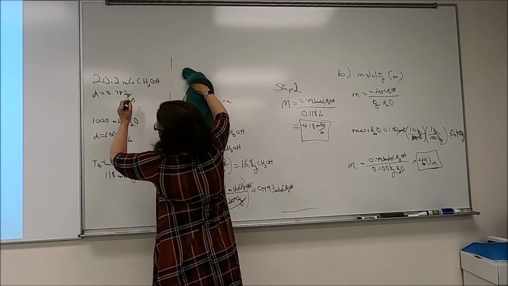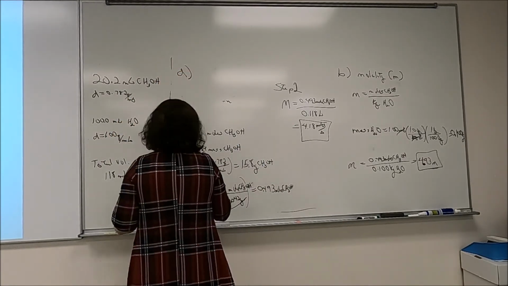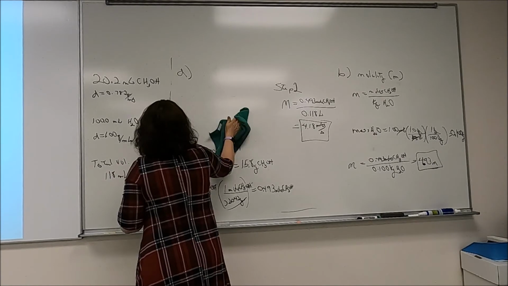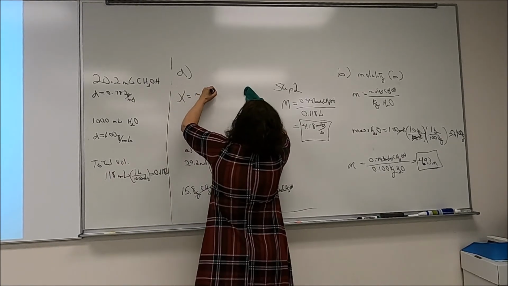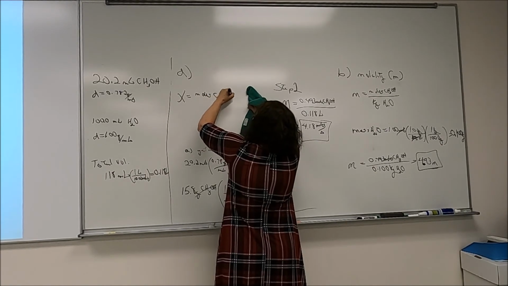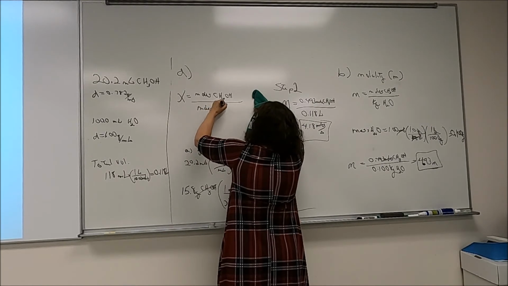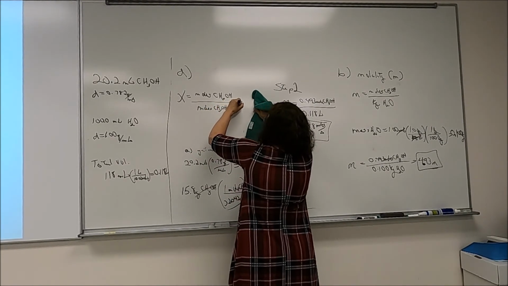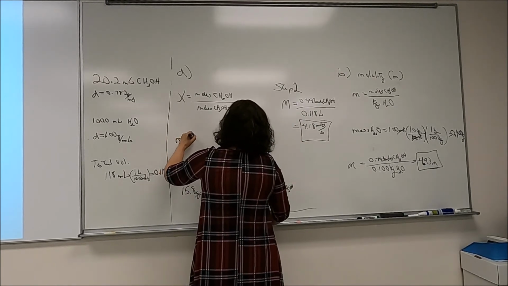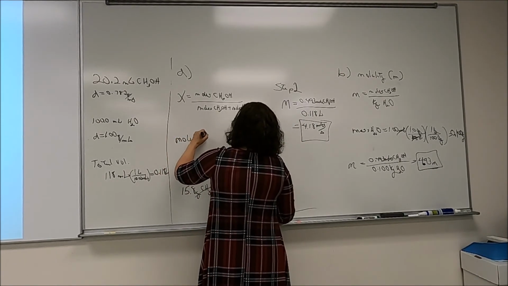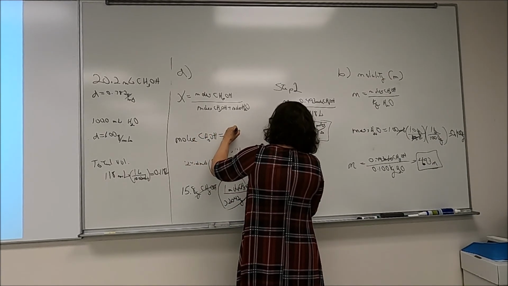Now, if we look at mole fraction here, so if I go and look at D, my mole fraction would be moles of CH3OH divided by moles of CH3OH plus moles of water. Well, I've got my moles of CH3OH. That's 0.493.